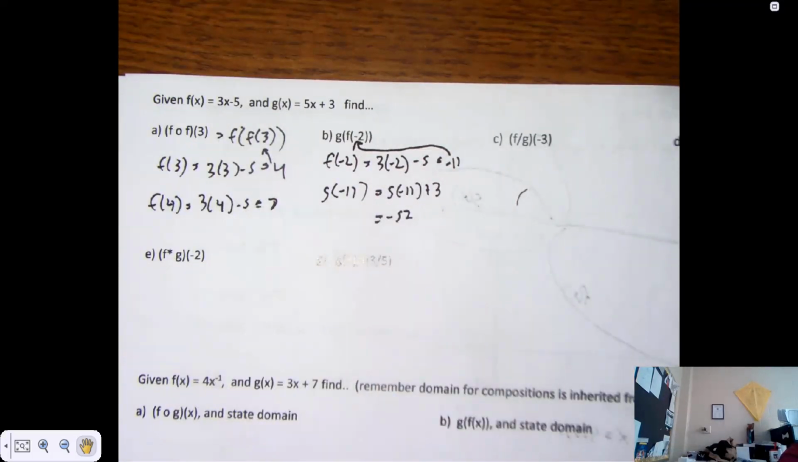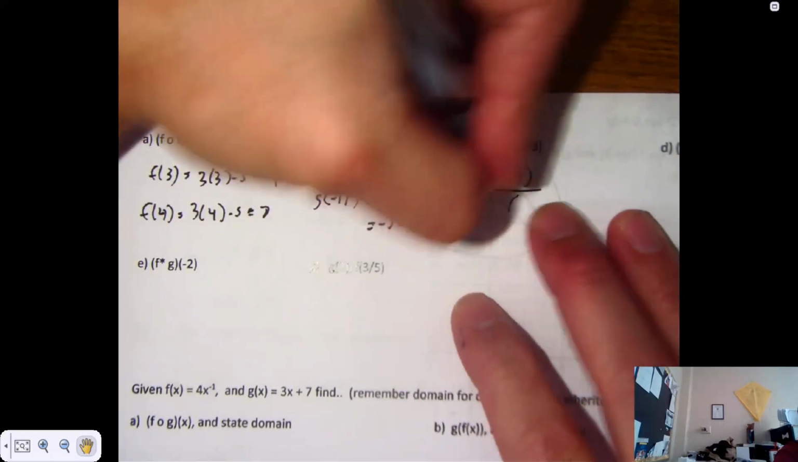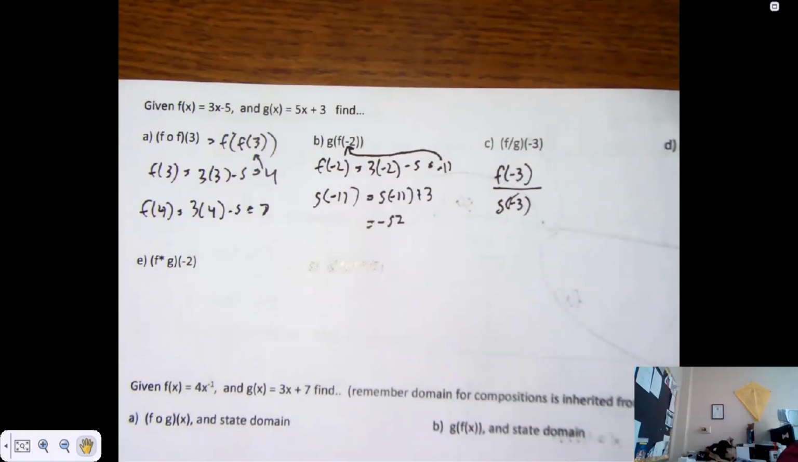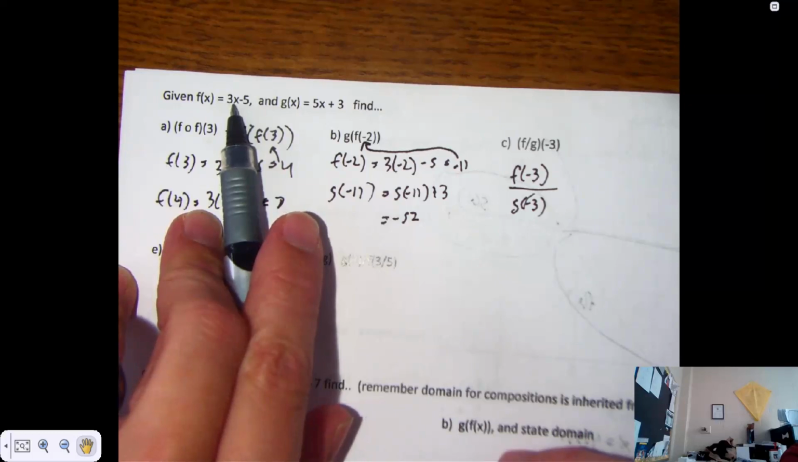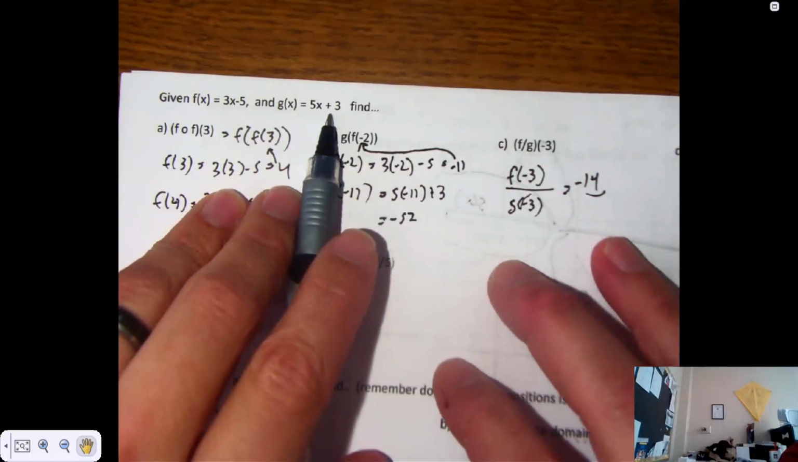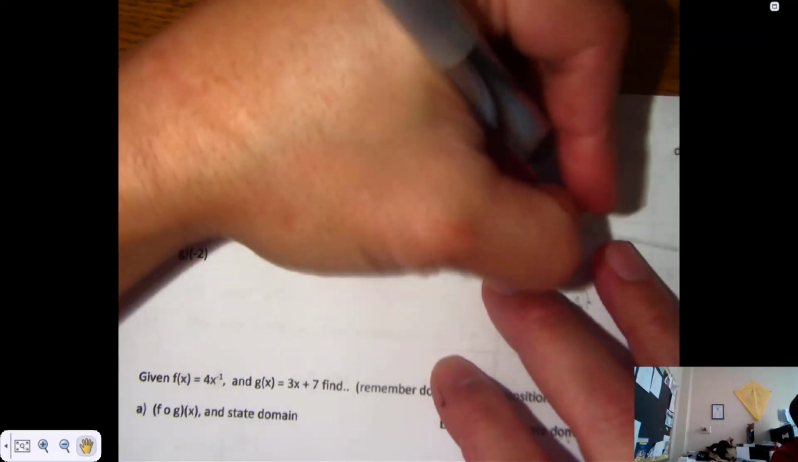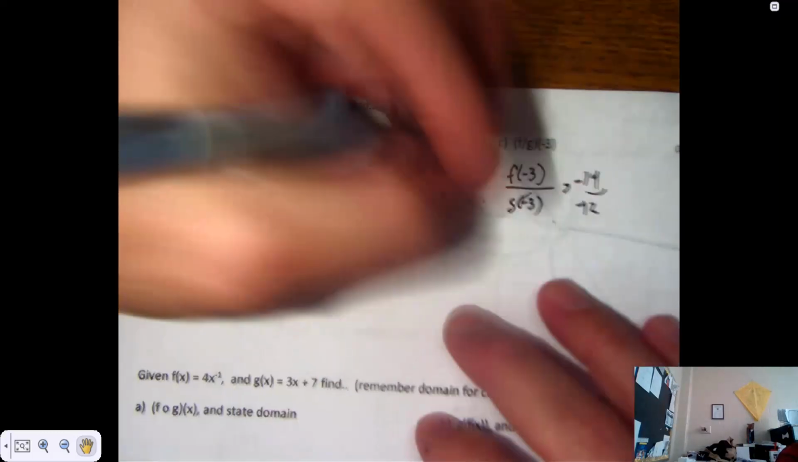What's C telling you to do? That's what it's telling you, f of negative 3 sitting over g of negative 3. And I'm tired of writing these out. So if I plug in a negative 3, I think I have a negative 14. You agree? If I plug in negative 3 into g, I think I have negative 12. Obviously, I don't want to see your answer like that. It's positive. What's it reduced to? 7 over 6.